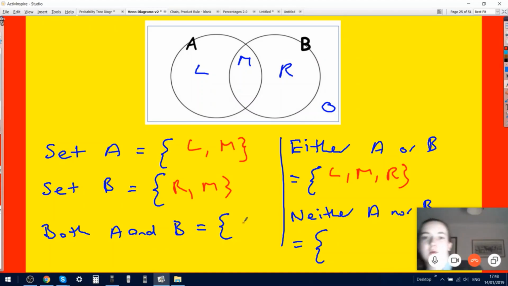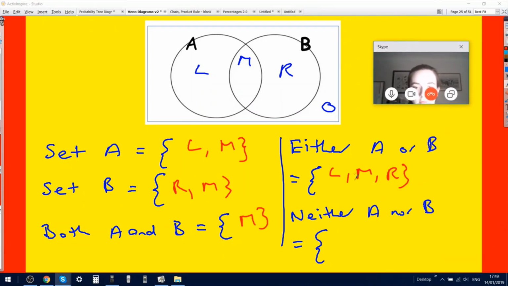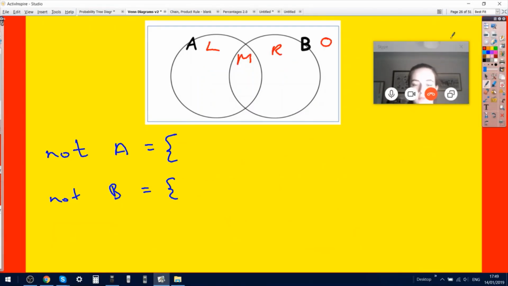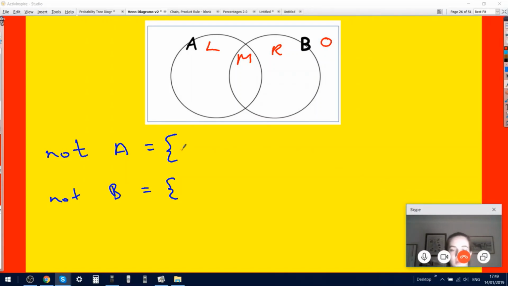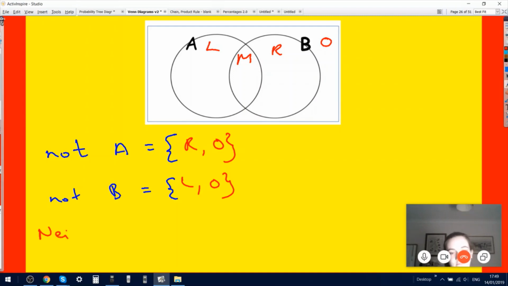So the regions for if someone... Oh, middle. Yeah. Neither A nor B. Outside. Yeah. Not A. Right and outside. Not B. Left and outside. And I suppose I should say neither A nor B. What would that be? Outside. Yes.